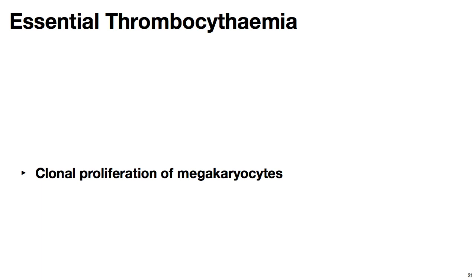The next condition I'm going to talk about is essential thrombocythemia, which is actually the hardest to diagnose because of the fairly common phenomenon of reactive thrombocytosis in association with inflammation, infection, and neoplasia, as well as, of course, the other myeloproliferative disorders. So the basic problem here is that the dominant cell line is of megakaryocytic lineage, and this leads to a sustained thrombocytosis, typically greater than 600 times 10 to the 9 per litre.